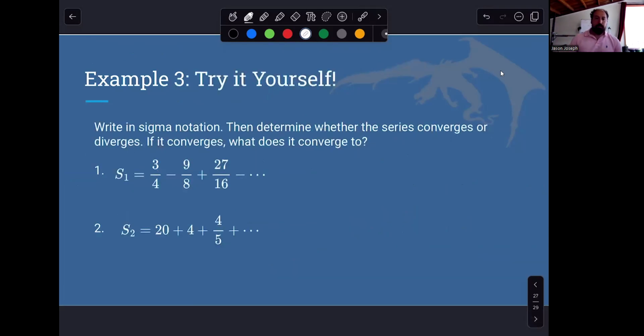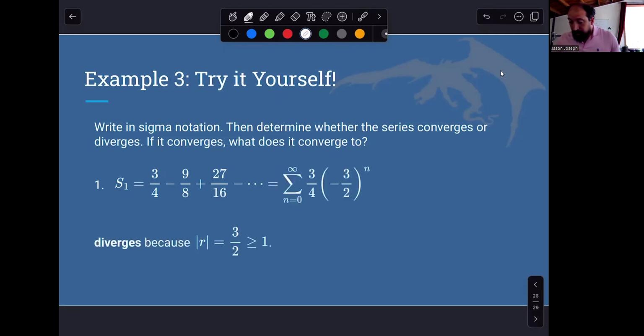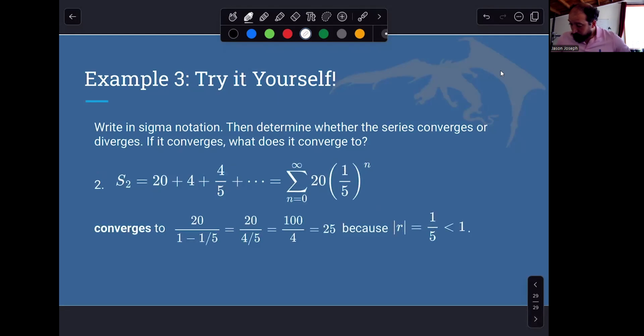All right, so here's a try it yourself, or two, I guess. First, take each of these series and write them in sigma notation. Then determine whether they converge or diverge, and if they converge, what do they converge to? So maybe pause the video and figure that out. And 3, 2, 1, here's the answer to number 1. This diverges because the ratio r is greater than or equal to 1. And number 2 converges because the ratio is 1/5, which is smaller than 1.